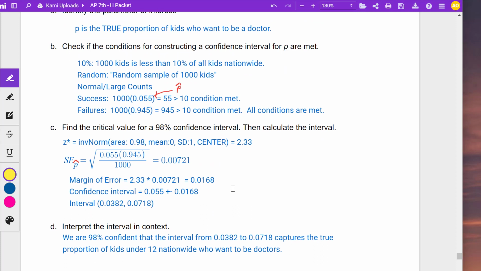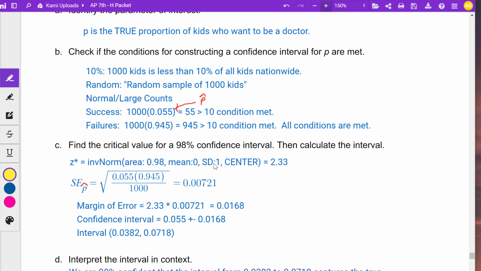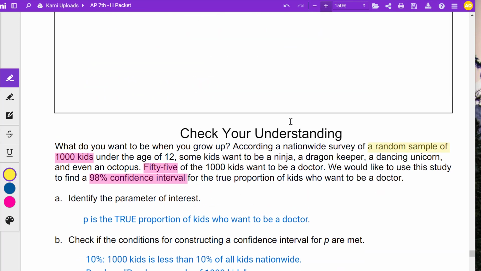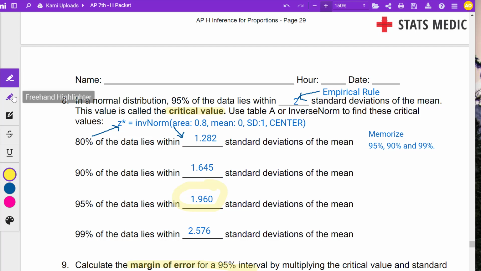Then we find the critical value for a 98% confidence level and then calculate the interval. Oh, excuse me. My computer's being wonky. And you can see here, my critical value is 2.33. So how did we calculate that? Well, that was back here. So you might want to highlight, let me go ahead and highlight this.